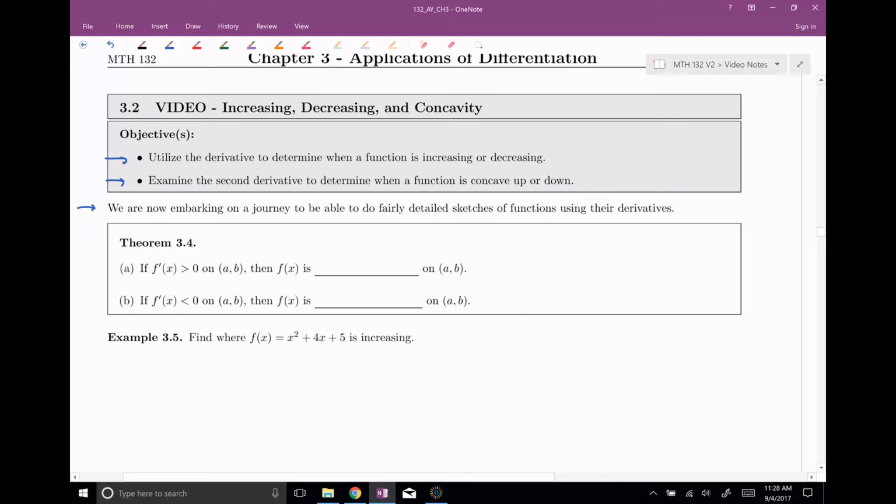The first theorem I have here says if the derivative is positive on some interval, then the function there is increasing on that interval. Which makes a lot of sense because remember, derivative is slope. So this is essentially saying if you have a positive slope, your function is increasing. And certainly, if your derivative is negative, or if your slope is negative, then the function is decreasing on that interval.